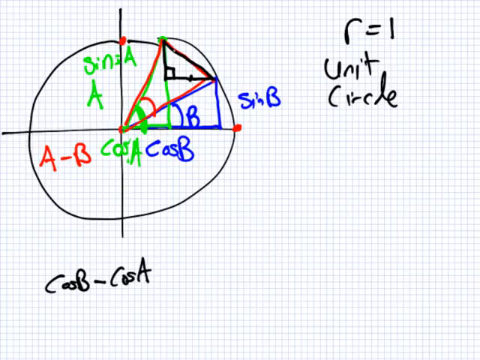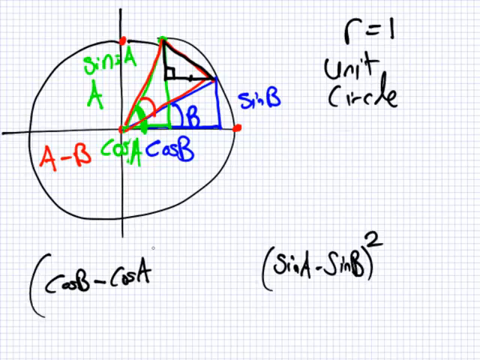Now we can do the same thing with the height. So the green one is the bigger one, isn't it? It's sin A. And the blue one is sin B. So the height is sin A minus sin B. Now if I square that and add it together, what have I calculated? The hypotenuse squared from here to here, because it's a right angle triangle. So we'll call that equal to x squared.